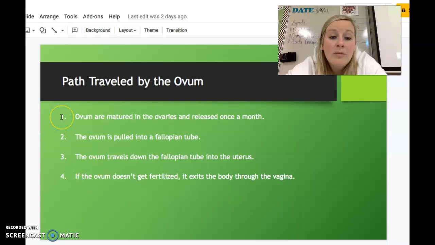Step number 1, the ovum are going to be matured in the ovaries, and then once a month they'll be released. That's what starts the menstrual cycle for the female. The ovum is going to get pulled into the fallopian tube, travel down the fallopian tube into the uterus, and then if the ovum doesn't get fertilized while in the fallopian tube, then it's going to exit the body through the vagina. Okay? Those 4 steps.